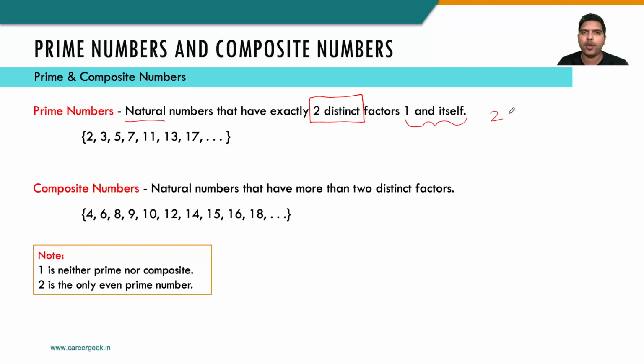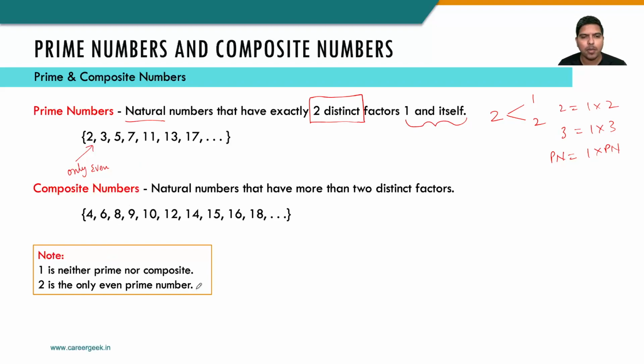For example, the first prime number is 2. What are the factors of 2? 1 and 2 itself, because there is no other way we can write 2, right? Similarly, 3 is 1 into 3. So any number which you can only write as 1 into itself, that means the factors are 1 and the number itself. So the prime numbers are 2, 3, 5, 7 and so on, with 2 being the only even prime number.